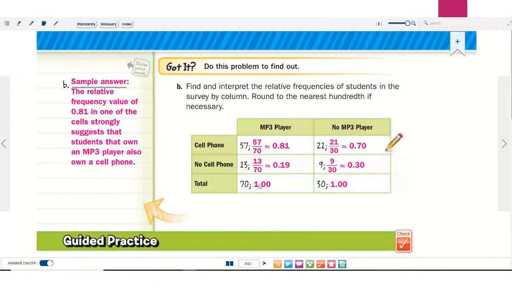As we double check the math that you have done for Got It Problem B, we can see that 57 divided by 70 is about 0.81 or 81%. 13 divided by 70 is about 0.19 or 19%. When I add those two percentages or decimals together, we should get 1 or 100%. Looking at no MP3 player, 21 out of 30, we should get about 70%, and 9 out of 30 is about 30%, and again, when we add those up, we get 100%.